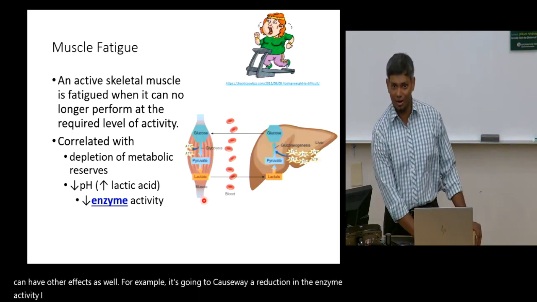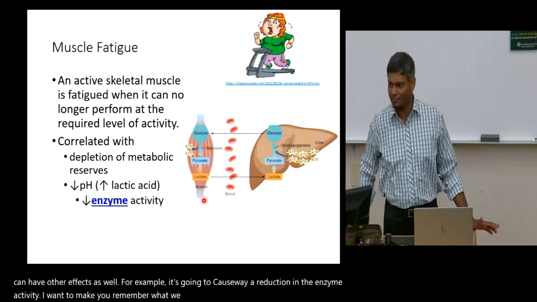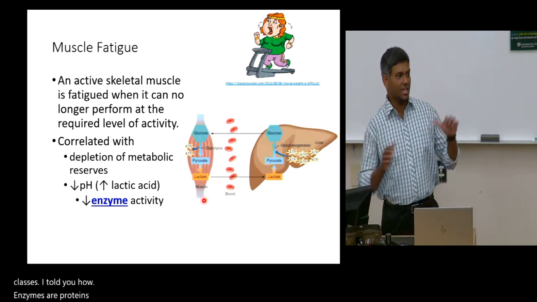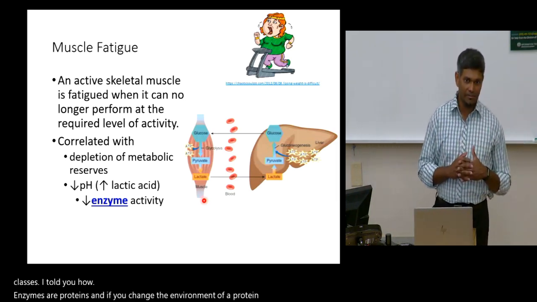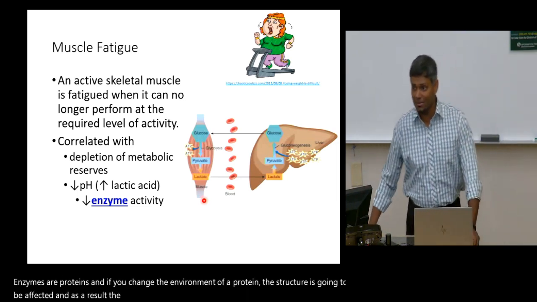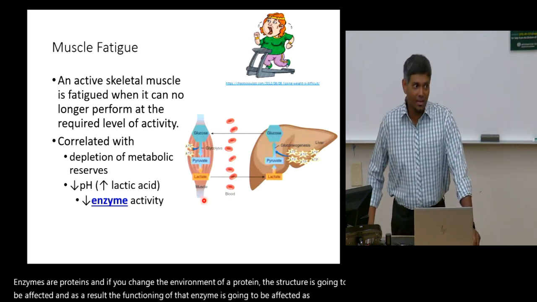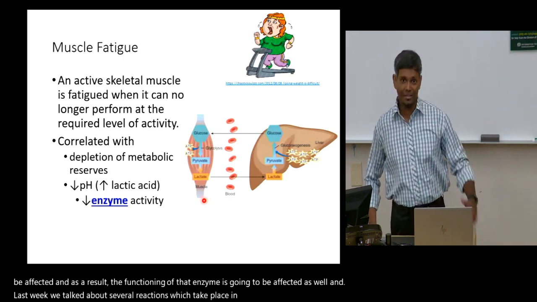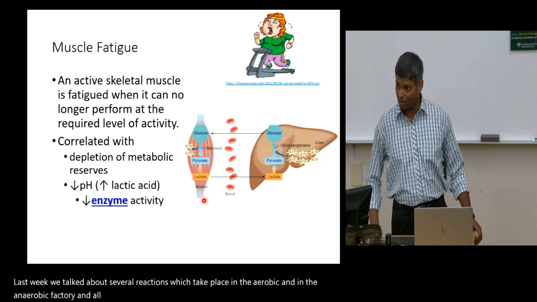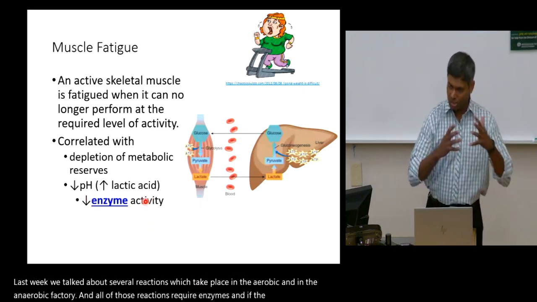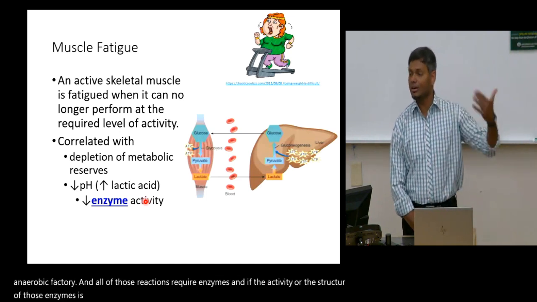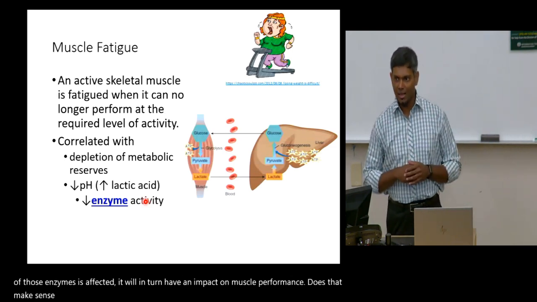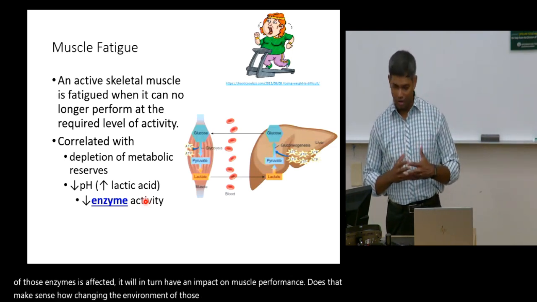I want to make you remember what we discussed, I believe, in the very first week of classes. I told you how enzymes are proteins, and if you change the environment of a protein, the structure is going to be affected, and as a result, the functioning of that enzyme is going to be affected as well. And last week we talked about several reactions which take place in the aerobic and in the anaerobic pathway, and all of those reactions require enzymes, and if the activity or the structure of those enzymes is affected, it will in turn have an impact on muscle performance. Does that make sense? How changing the environment of those proteins can affect their function.